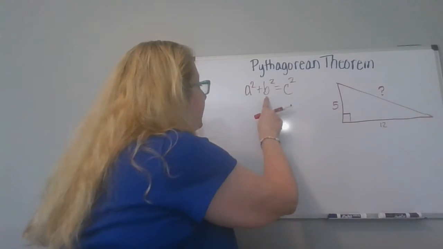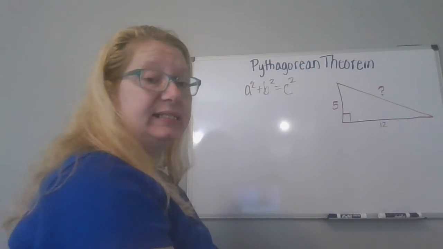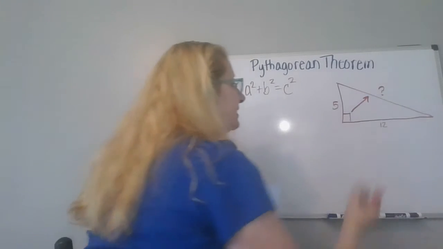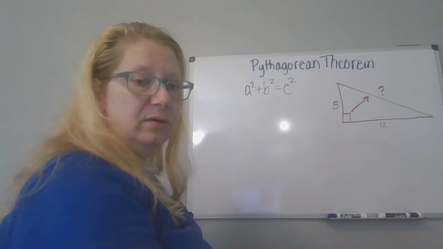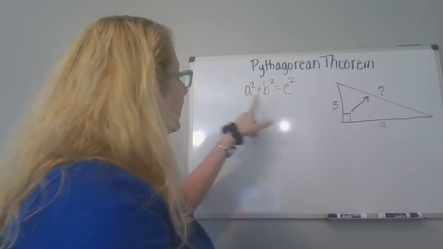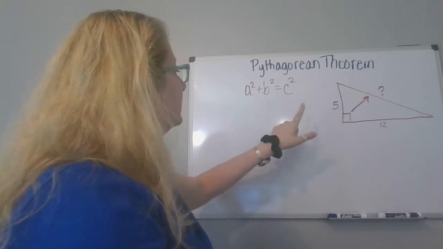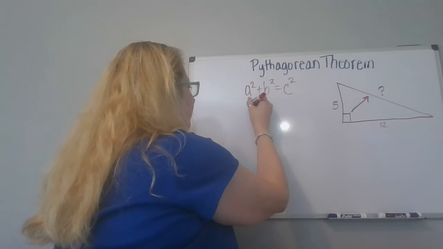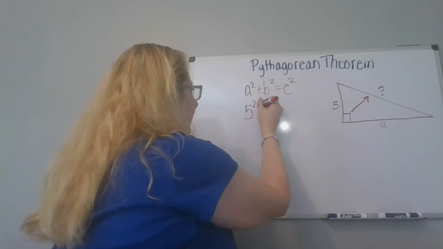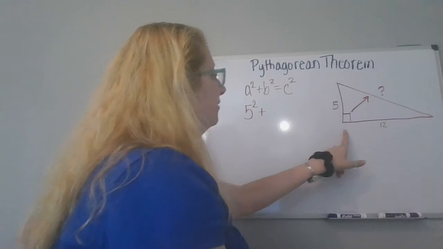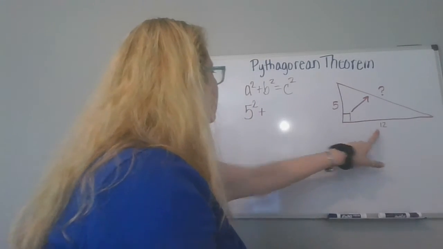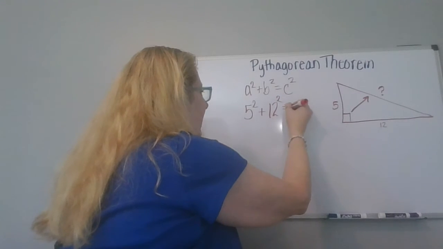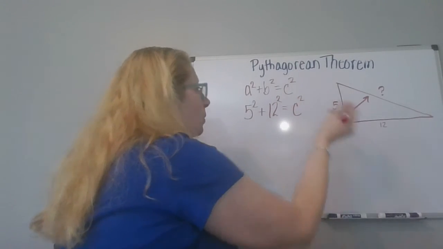So a and b are going to be our legs. c is always going to be our hypotenuse, which is the side opposite the right angle. So let's start with our legs that we know. So I'm going to call this one a. So in place of the a, I'm going to write a 5, and I'm going to square that. My other leg is 12. That's going to be my b, and I'm going to square that, and that's equal to c squared, which we do not know.